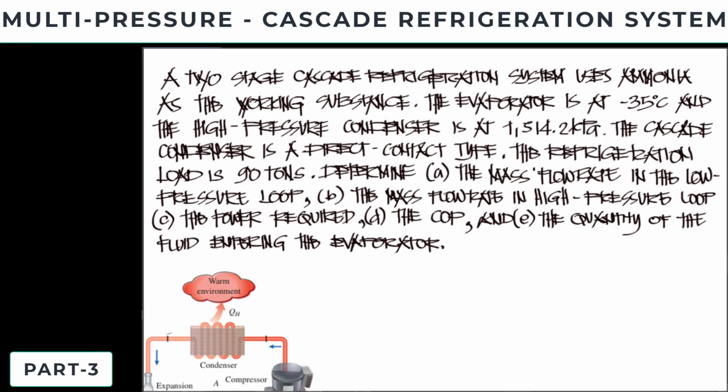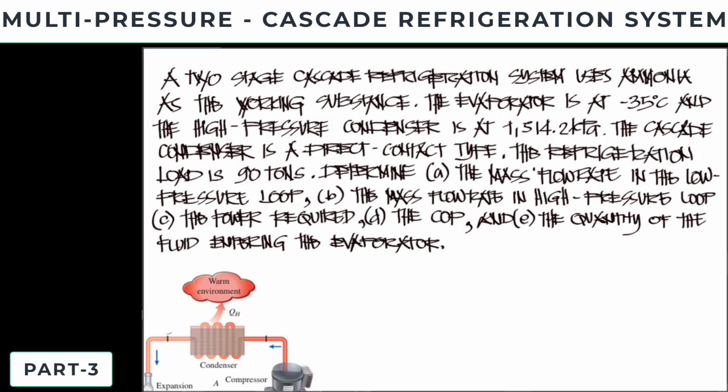Determine A, the mass flow rate in the low pressure loop; B, the mass flow rate in the high pressure loop; C, the power required; D, the COP; and finally E, the quantity of the fluid entering the evaporator.